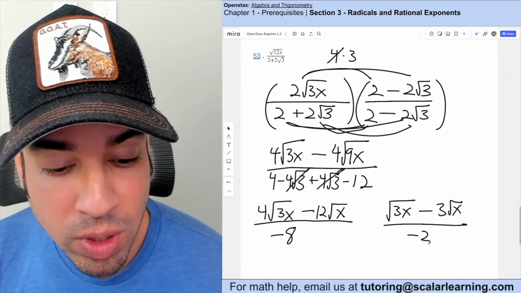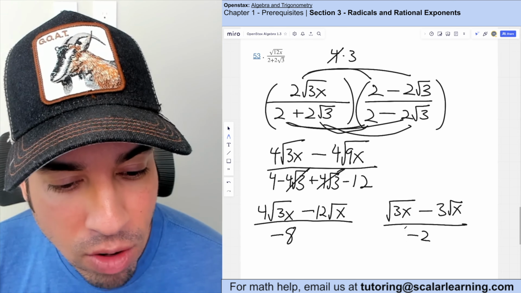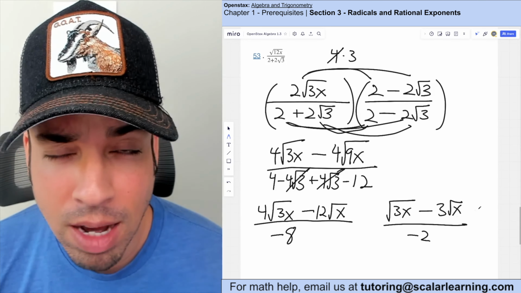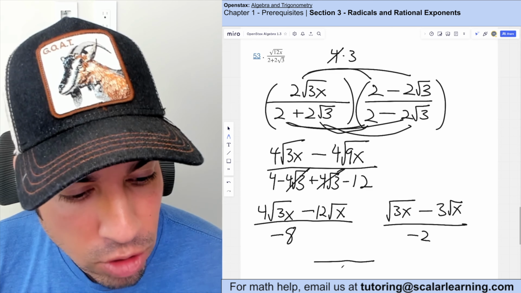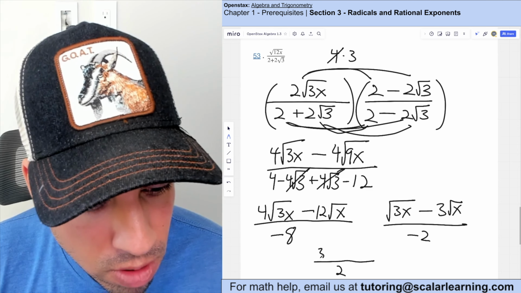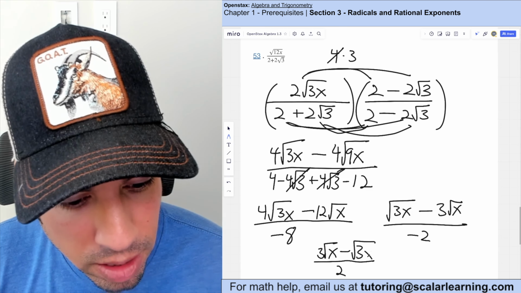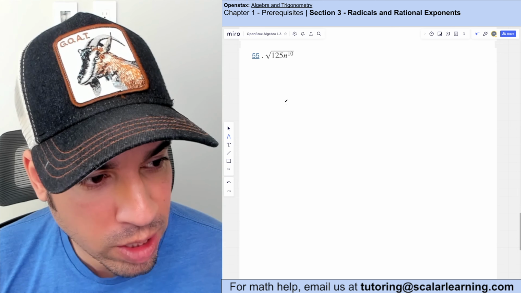And just for fun, if I want to get rid of that negative in the denominator, I can take that negative out and apply it to the entire numerator and flip it, just so we have a positive denominator. It doesn't really matter one way or the other, but just to show you, then the 2 becomes positive. This then becomes positive. We'll throw that in the front. And this becomes negative for the final answer. Done.